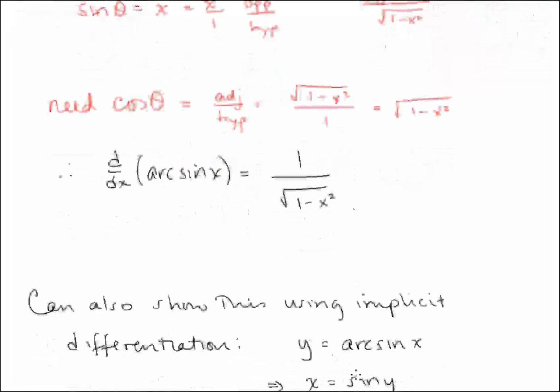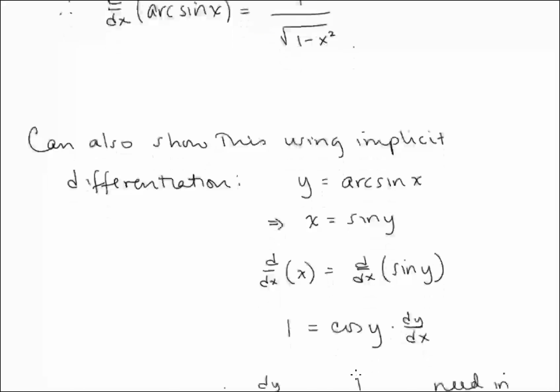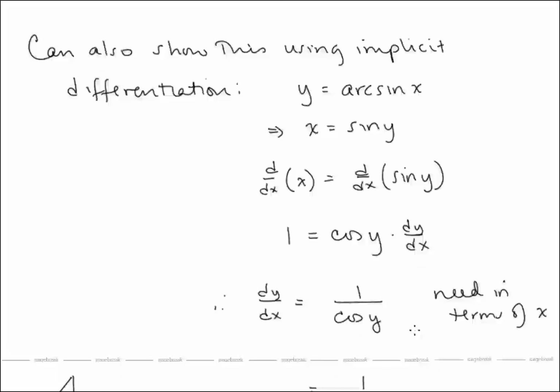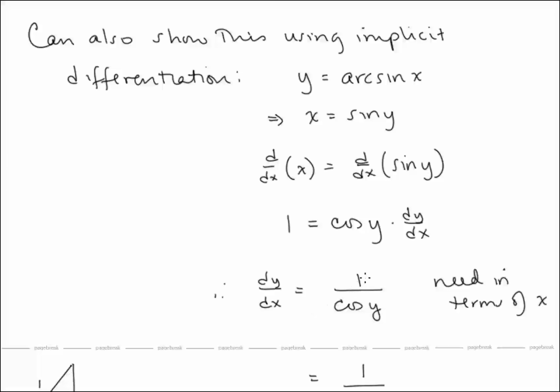You could also find the same result using implicit differentiation. If we let y equals arc sine x, that's the same as saying x equals sine y. Now let's differentiate this equation both sides with respect to x. On the left, we get 1, and on the right, we get cosine y dy dx. So we solve for dy dx, and that's 1 over cosine y, and now we need to be able to write this in terms of x.